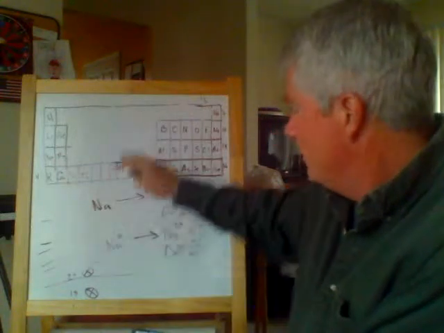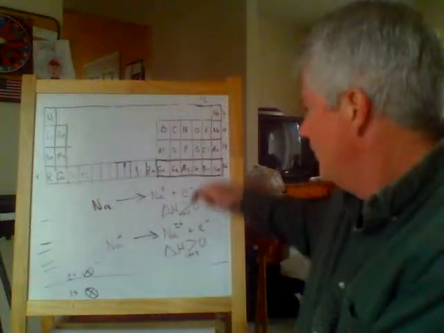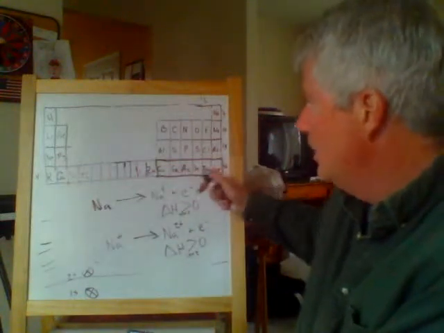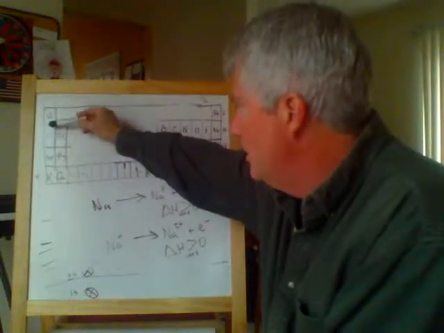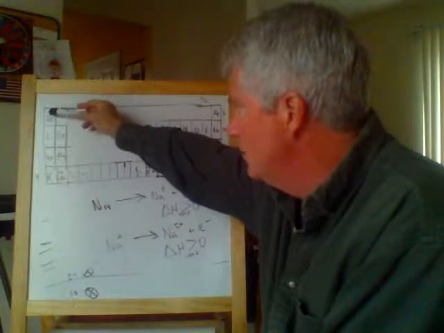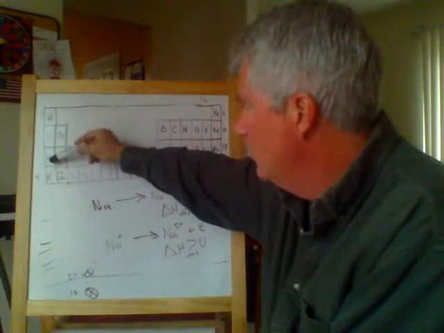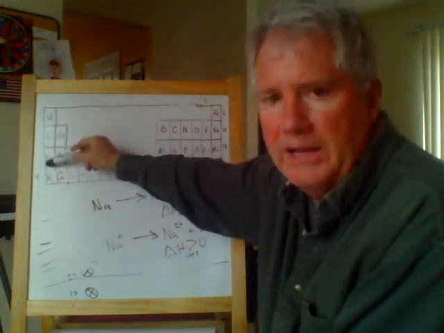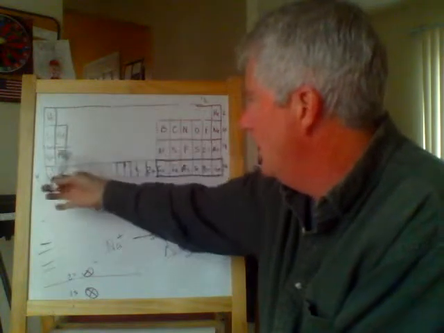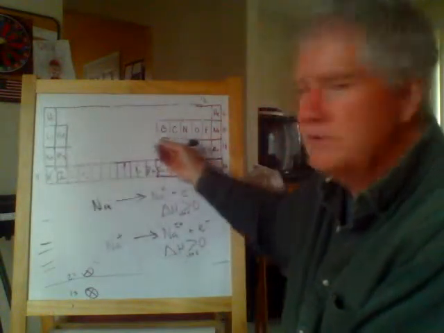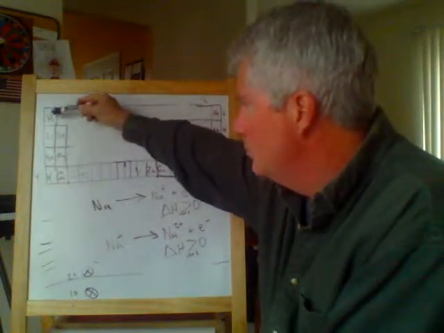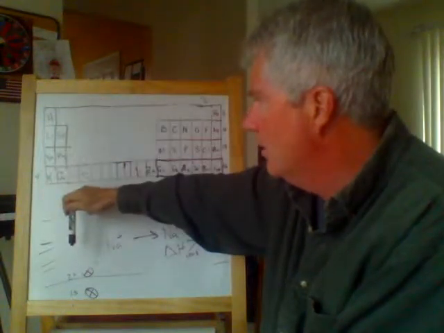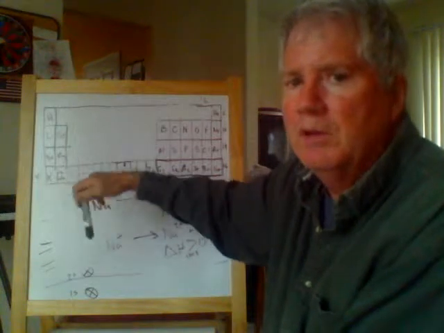Now, the trends here, boy, how am I doing on time? The trend for ionization energy is that ionization energies are always lowest for 1A, and I think they become higher as you go across the chart. Also, I believe that as you go down, as n gets higher, the ionization energies become less.